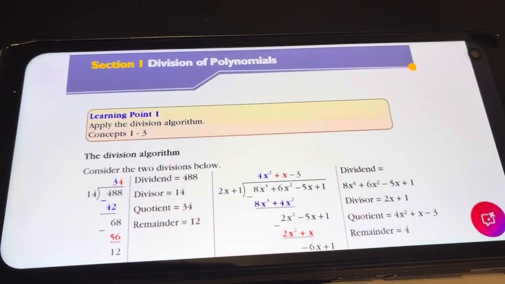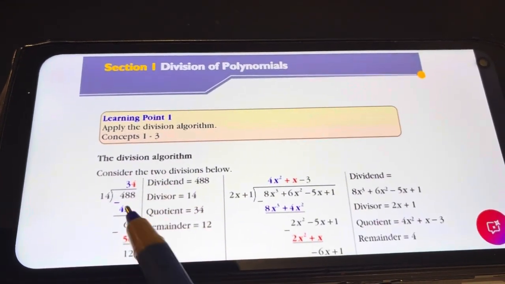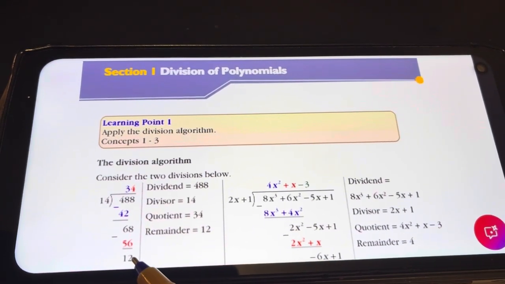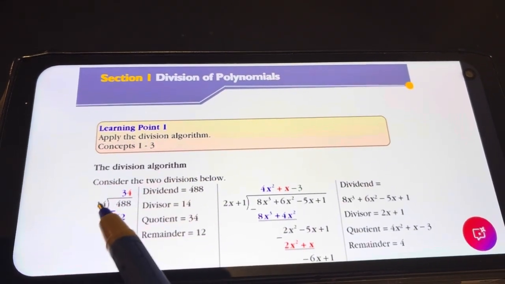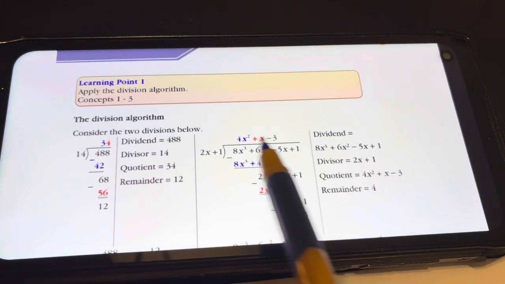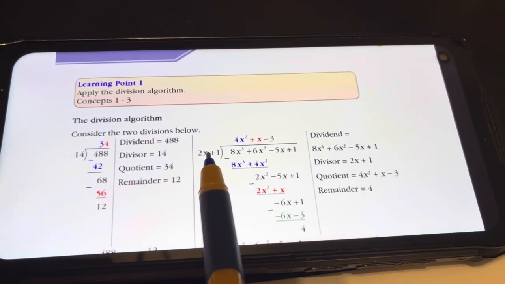Section 4.1 is explaining the division of polynomials. I think everyone remembers the long division when you're dividing a number by a number and you get a remainder. Here, this is called the remainder, which is less than this 14. The same way, if you're dividing a polynomial by 2x plus 1, you're dividing an equation by an equation.